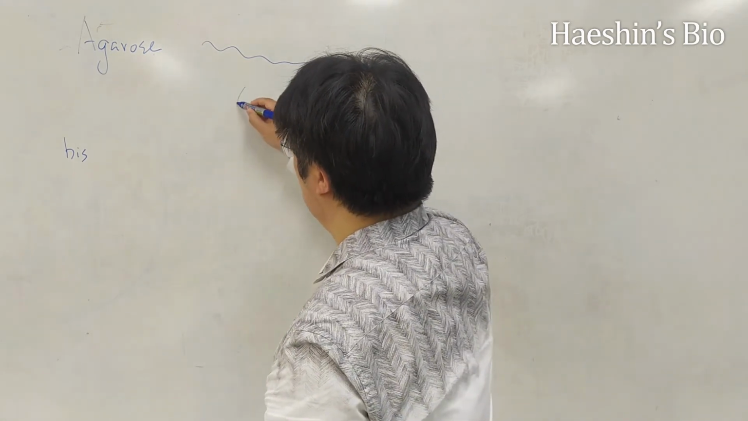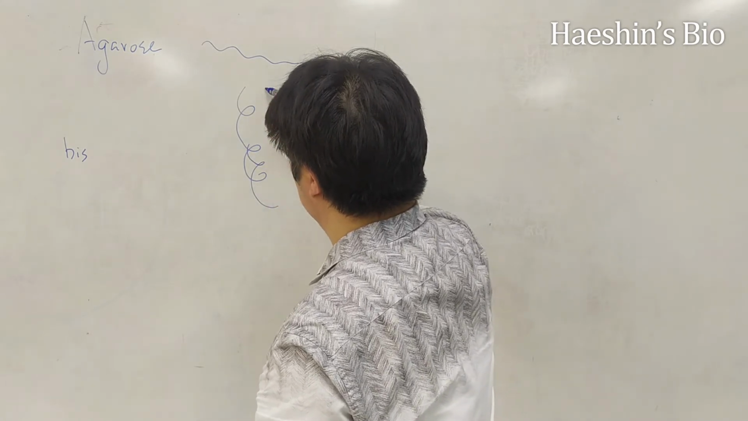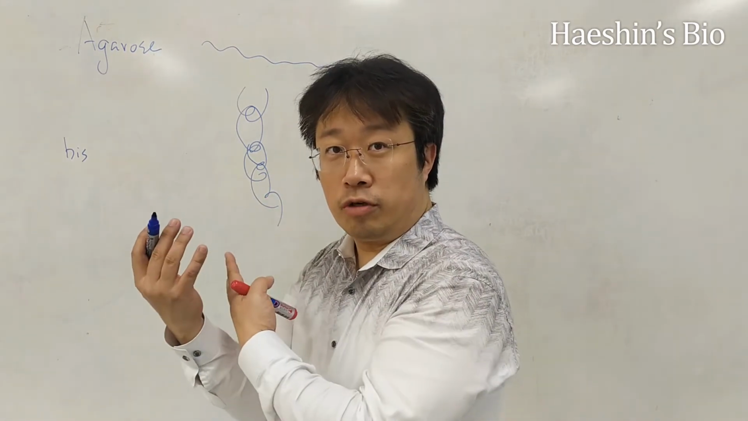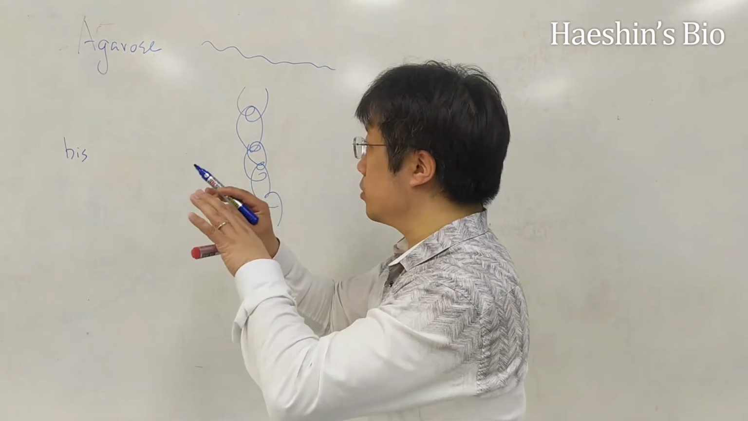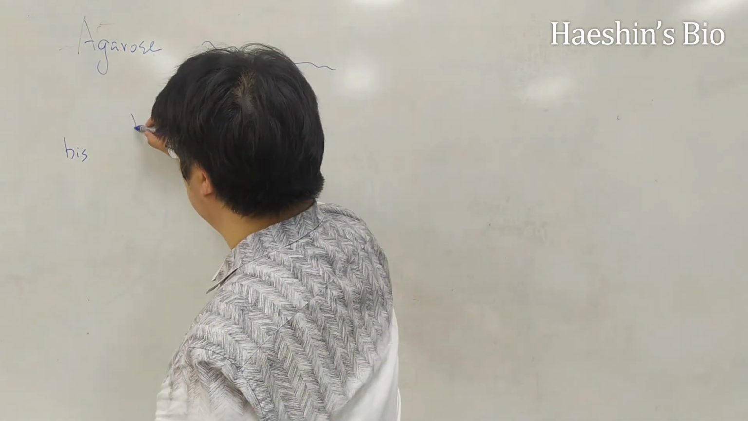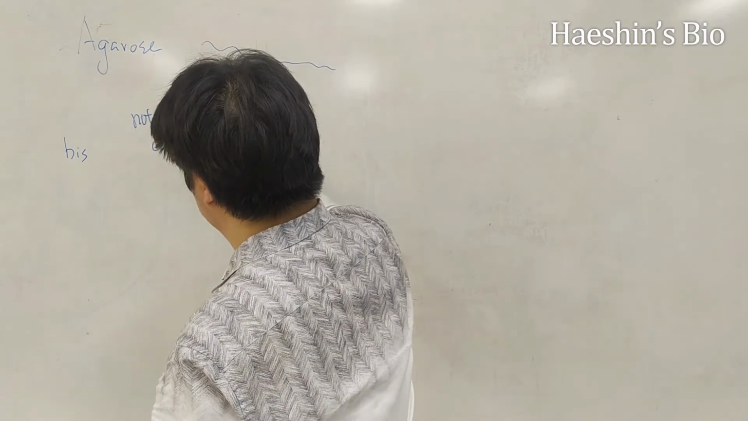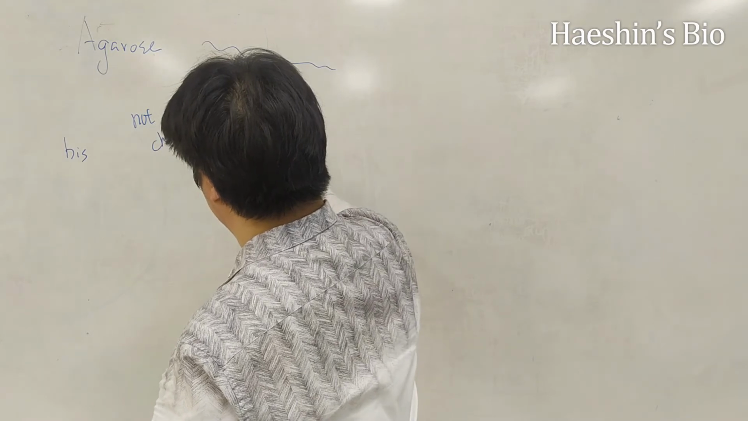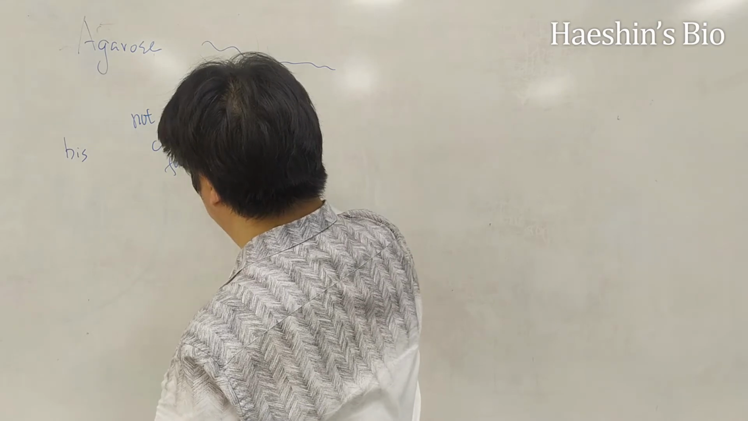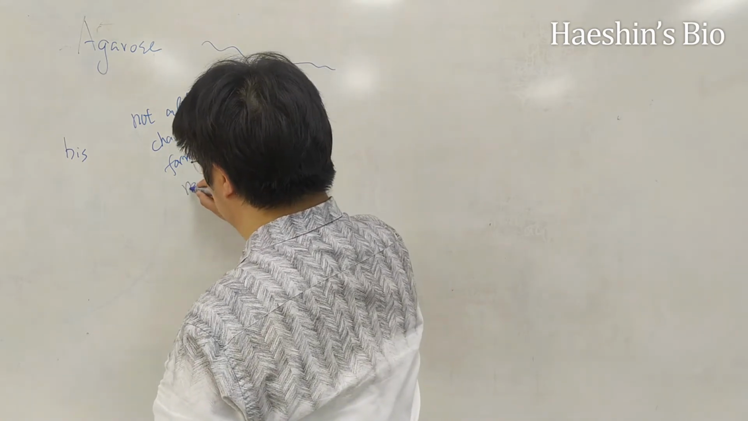So you have one chain and the other comes like this, and then they form a wrapping around each other, these two chains here. But the thing is, not all chains are forming the networks, I should say.